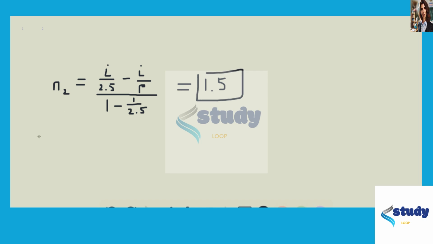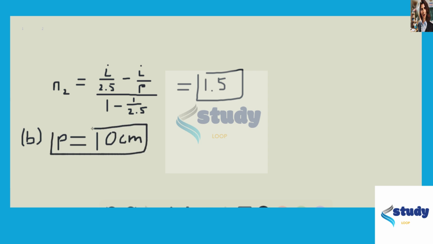Part B says what is P, but that was just given. So we can just simply say that P, if we go back to what was given, P is equal to 10 centimeters. Part C says what is R, but again, R is equal to 2.5 times I. So here, if R is equal to 2.5 times I, then R is equal to negative 32.5 centimeters.